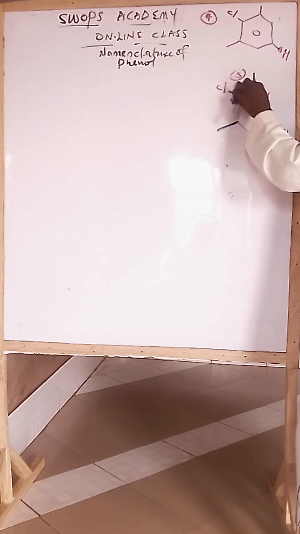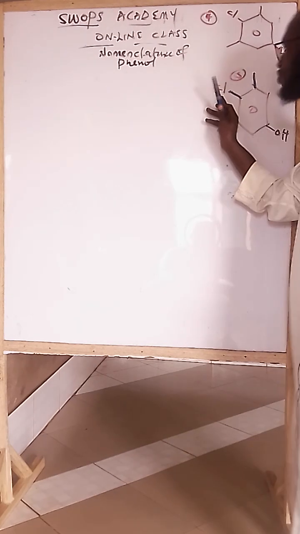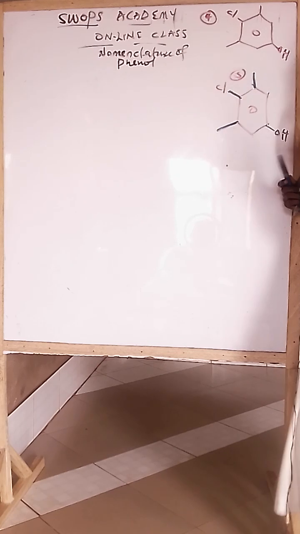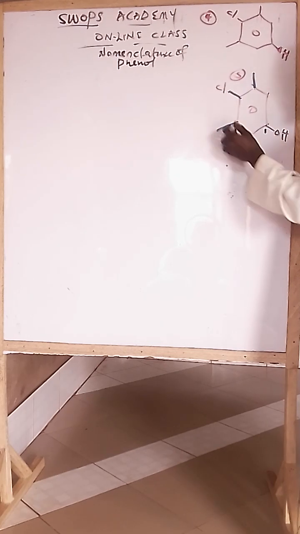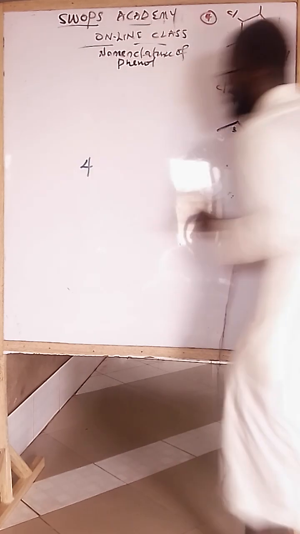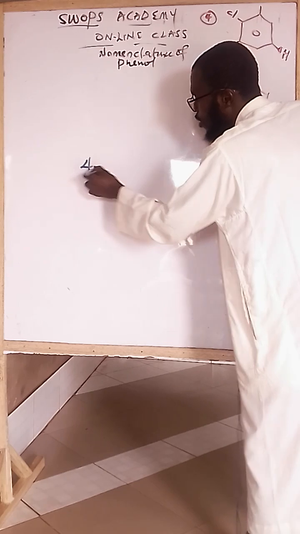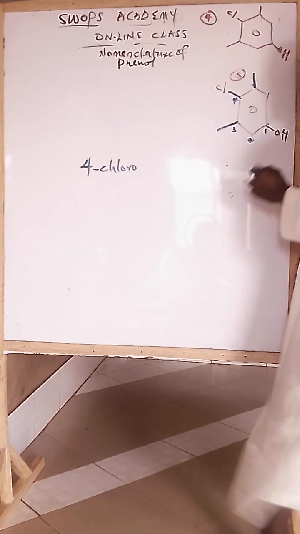Are we together? So let's count. When I count like this, it falls on carbon number 4. If I count the other way, it still falls on carbon number 4. So, how many substituents do we have? 1, 2, 3. Now let's start counting like this: 1, 2, 3, 4. Is there any chlorine that we can still see here? No. 4 what? 4, put a hyphen. 4 chloro. Are we together?